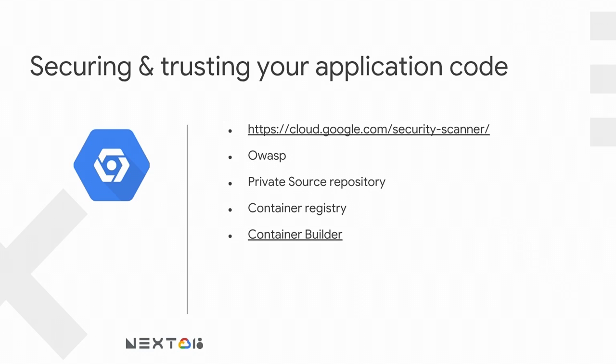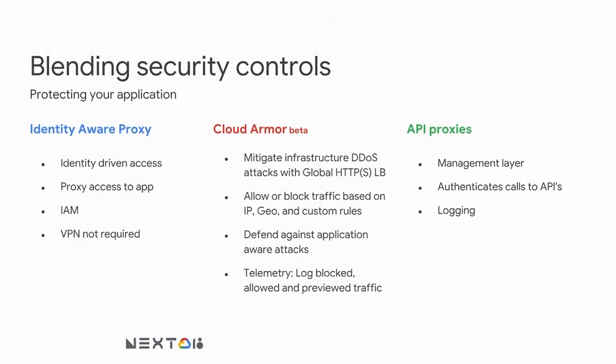And your application code. You need to be secure, and you need to trust it, okay? So use a security scanner for GCE and GAE. Make sure you're mitigating for the OWASP Top 10. Know your code, so use private source repos, Container Registry, and Container Builder. Know what's in the code that you're deploying. So from one end to the other, there's the Identity-Aware Proxy for your users who are accessing, Cloud Armor in conjunction with Global Load Balancer to help block traffic and mitigate DDoS attacks, and then API proxies for your APIs. All right.